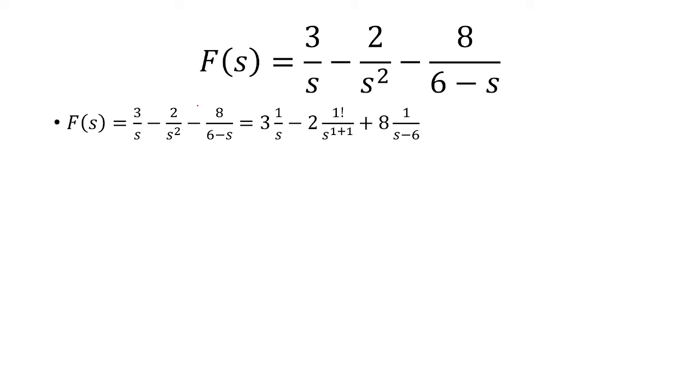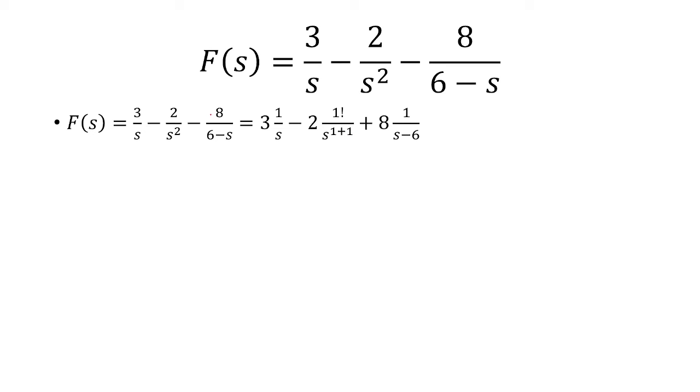Okay, finally the function we're looking at is 3 over s, minus 2 over s squared, minus 8 over s minus 6, or 6 minus s. I can pull the 3 out in front as 3 times 1 over s. And then same thing with the 2. You pull that in front, and then I can rewrite the numerator 1. 1 is just 1 factorial, and then for s squared, the exponent is just 1 plus 1.